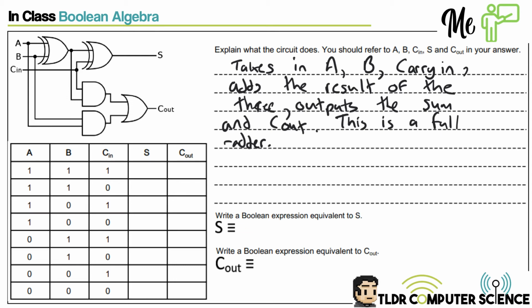Boolean expression for S. Remember, what we want to do is we want to start from inside first. So that's the first one we want to do. So what's that going to be? Bracket A XOR B. How do you do XOR? A, B. What's next? And then XOR C. So it's this one we care about, isn't it? XOR C, yes?